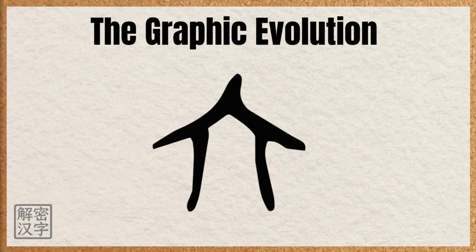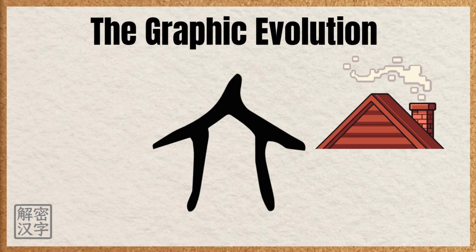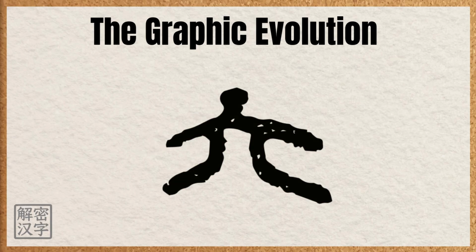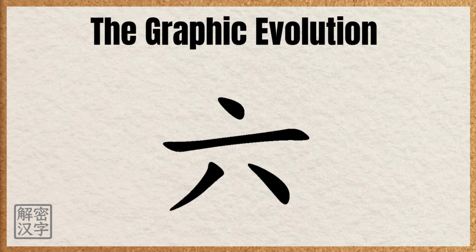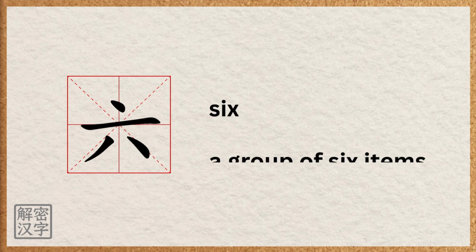Later, this symbol gradually evolved into a shape that looked like a roof with a chimney. Over time, it continued to simplify, eventually becoming the modern character liu. Let's practice reading it. Liu, liu, liu. The character liu usually means the number 6 or a group of 6 items.